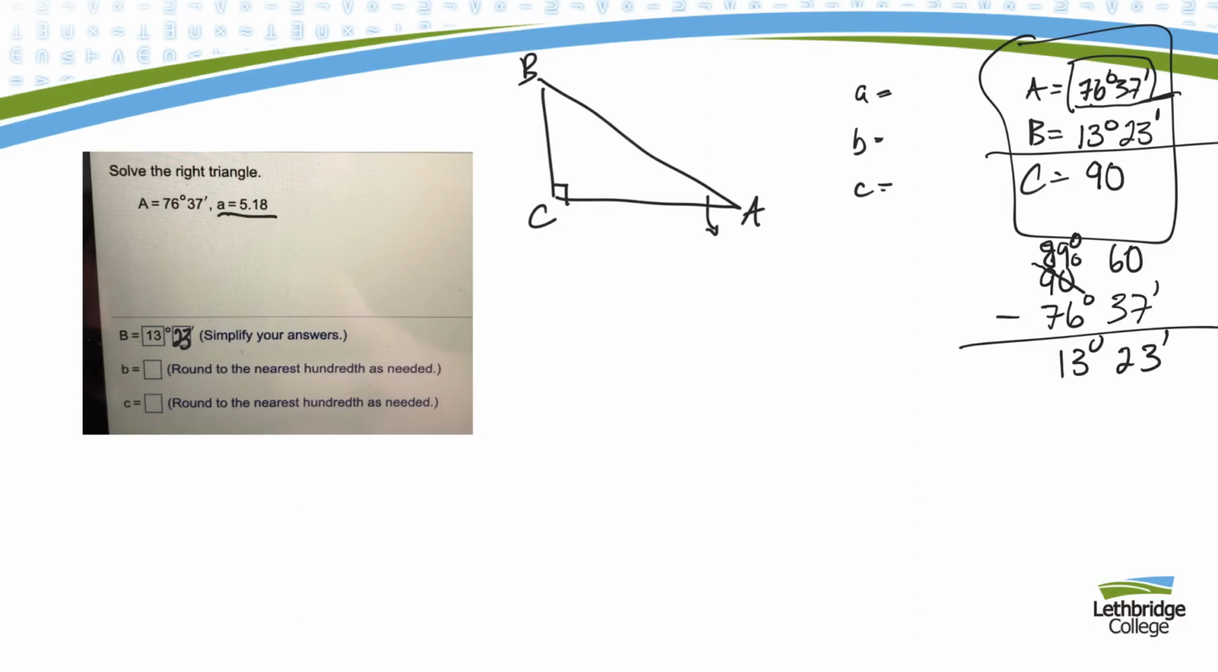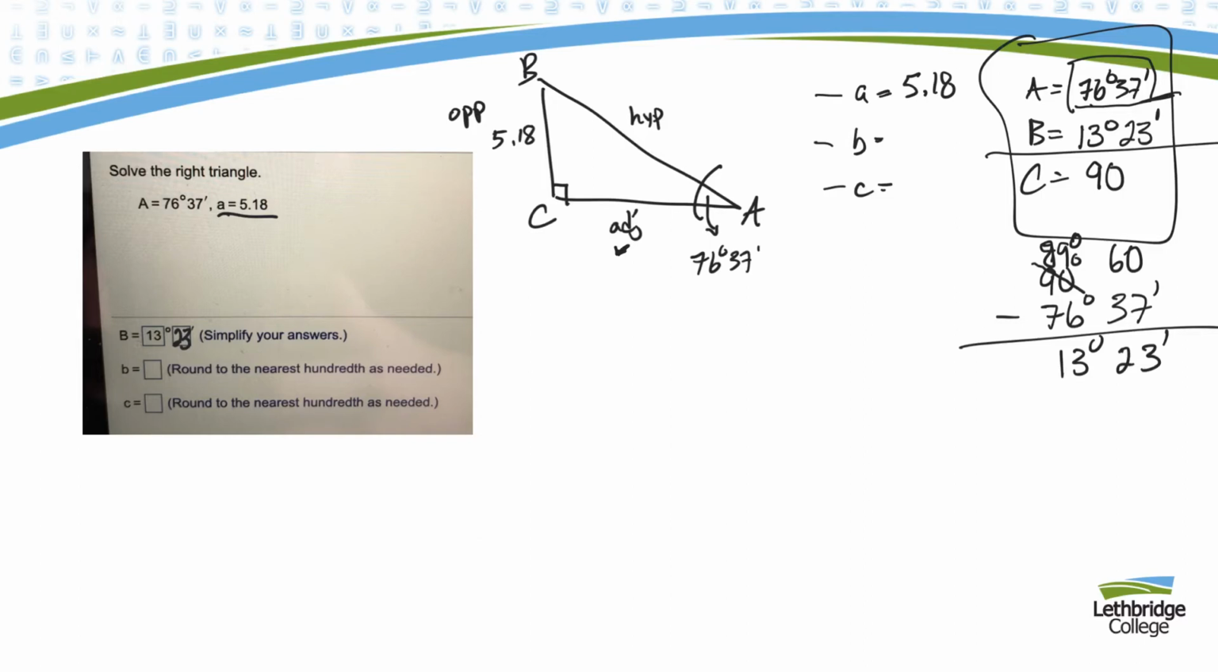Okay, they also tell me that side A is 5.18, and they ask, what are all the other sides? I'd like to use Pythagoras, but I need to know at least two sides to use Pythagoras. So I'm going to have to use trig. So let's just label things here. This is 5.18. This angle here is 76 degrees 37 minutes. If this is the angle in question, this side over here is the opposite side. This is always the hypotenuse, and this side will be the adjacent side. It doesn't matter which side we go for. Why don't we go for the adjacent side?